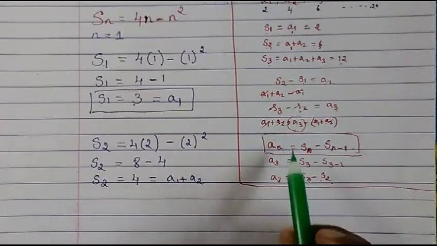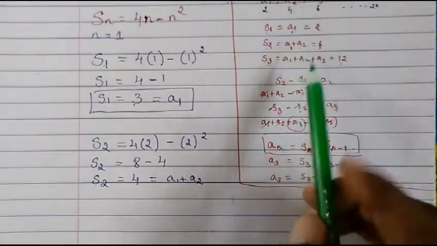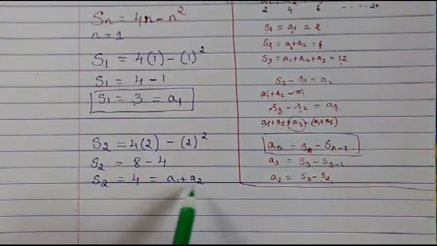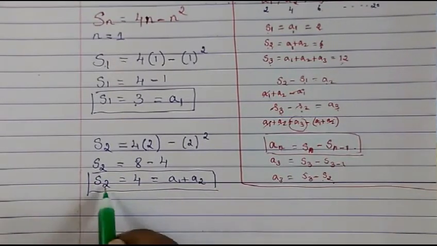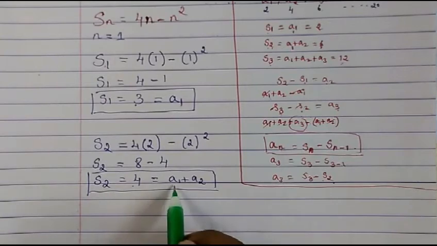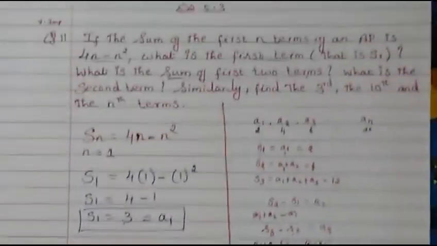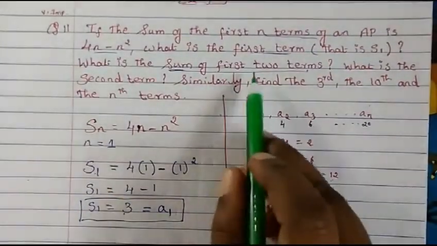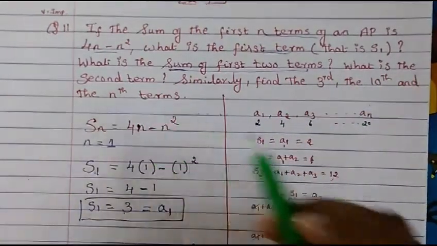So S2 is what I explained to you here. S2 is A1 plus A2, the sum of two terms. So S2 is 4, and S2 is the sum of two terms, that is 4. So now what is the question? The sum of the first two terms we found out. Now what is the second term?